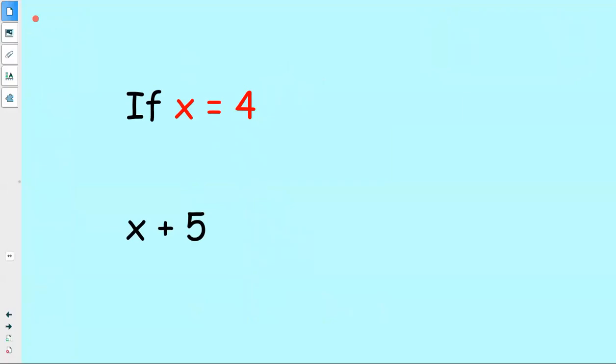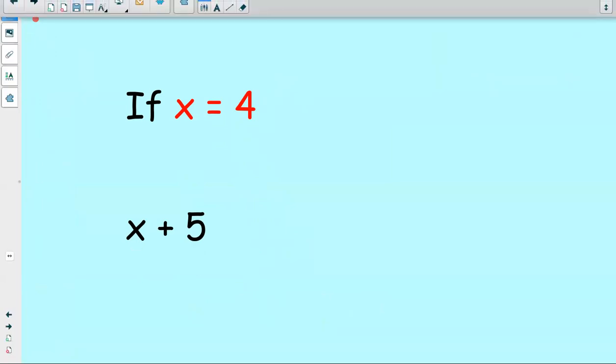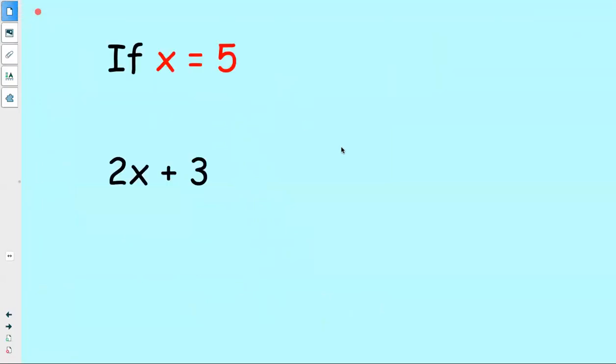Okay, just kind of a quick fire round. So if you want to pause this and do it yourself, because I'm just going to go over them quickly now. So please pause each of these slides. So if x is equal to 4, what's this answer here? So 4 add 5, the answer is 9. Next one. Please pause. So we've got 2 multiplied by x plus 3. So 2 multiplied by 5 plus 3. 2 multiplied by 5 is 10, plus 3 is 13. Okay, let's move on.